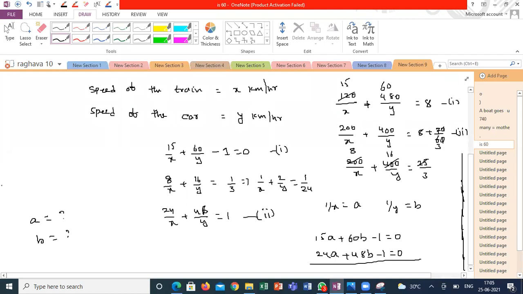Sir, I got x equal to 60 and y equal to 80, sir. Super. I got a is equal to 1 by 4, b is equal to 1 by 80. No, a is equal to 1 by 60, sir, and b is equal to 1 by 80. Automatically x is equal to 60 kilometer per hour, y is equal to 80 kilometer per hour. This is my final answer.